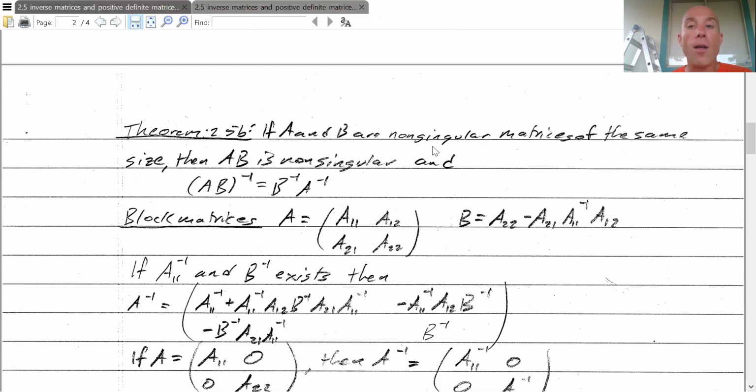All right, if A and B are non-singular matrices of the same size, then A times B is non-singular, and furthermore, the inverse of A times B, in parentheses, is equal to B inverse times A inverse.